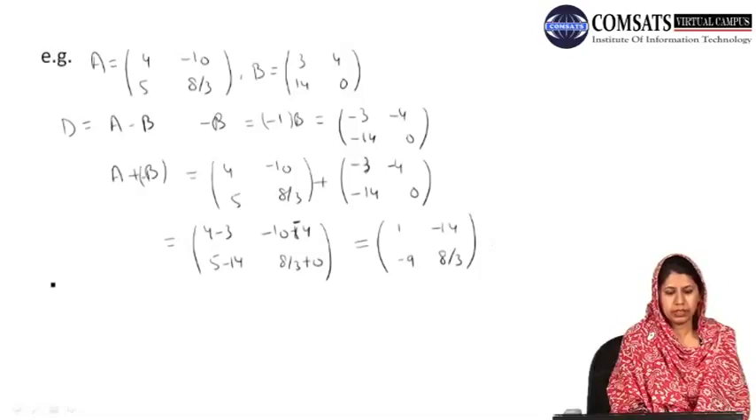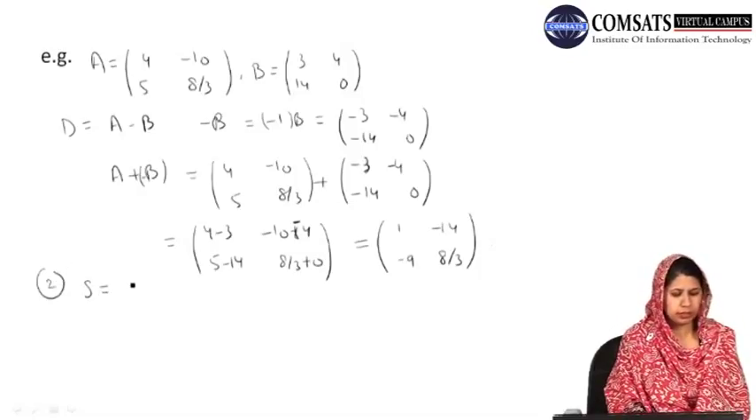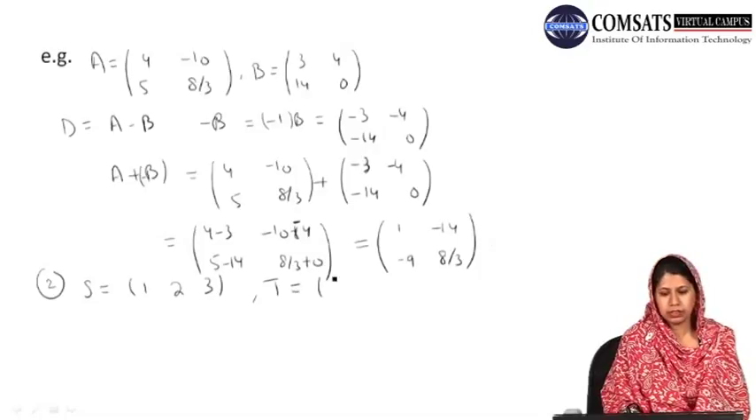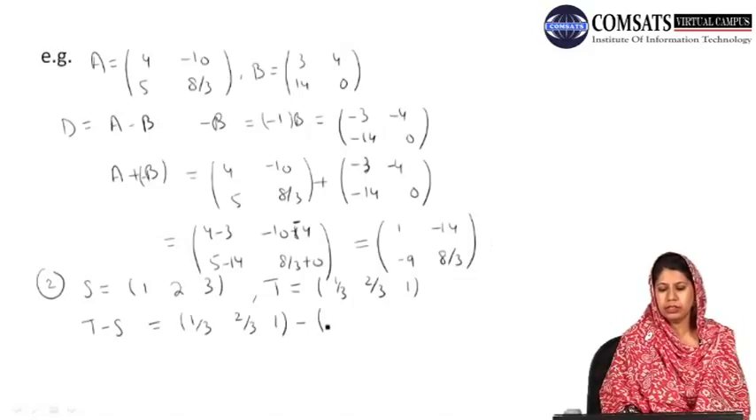Okay, now let's consider one more example. We have a matrix S given as [1, 2, 3], and a matrix T given as [1/3, 2/3, 1], and we are interested in finding T minus S. First we will write the matrices [1/3, 2/3, 1] and [-1, -2, -3].